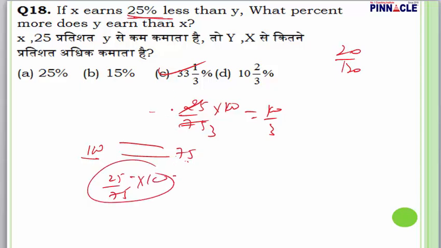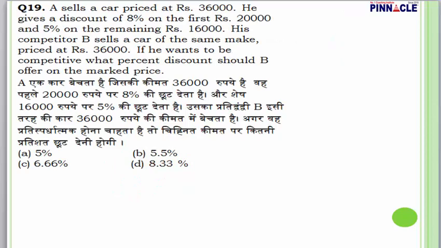Next question, and this is a frequently asked question for SSC, question number 19. A sells a car priced at 36,000 rupees. He gives a discount of 8% on the first 20,000 rupees and 5% on the remaining 16,000. His competitor B sells a car of the same make priced at 36,000. If he wants to be competitive, what percentage discount should be offered on the market price?